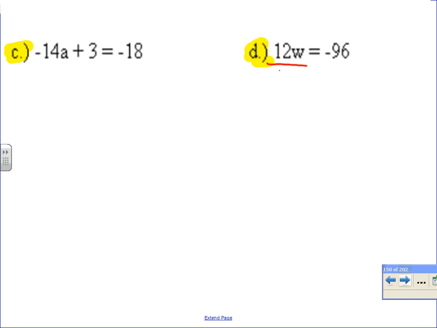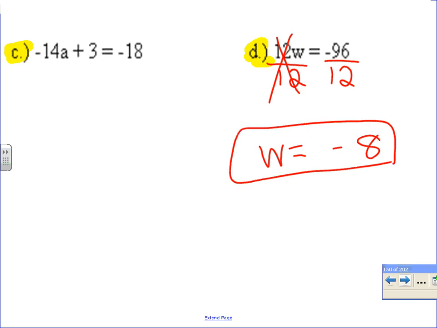Good. To get W by itself, remember, to undo multiplication, you divide. So divide both sides by 12. Adam, what is negative 96 divided by 12? Okay. I didn't know if you did it in your head. Matt? Good. That's okay, Adam. I thought you had an answer. So negative 8. Remember, you may use your calculator on this.